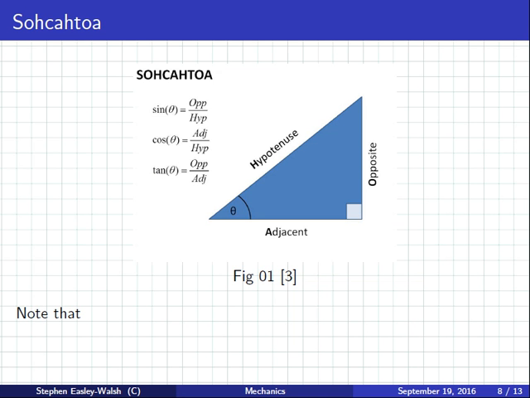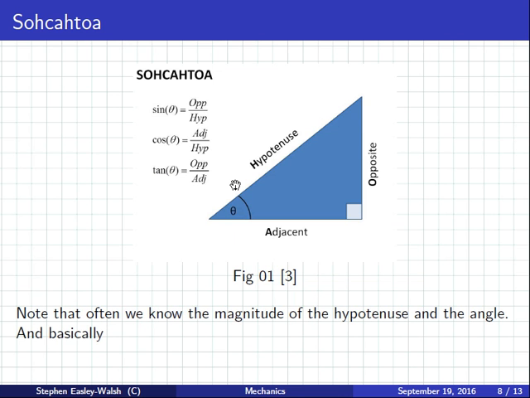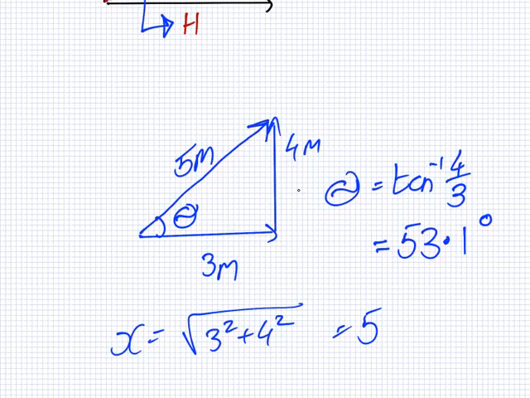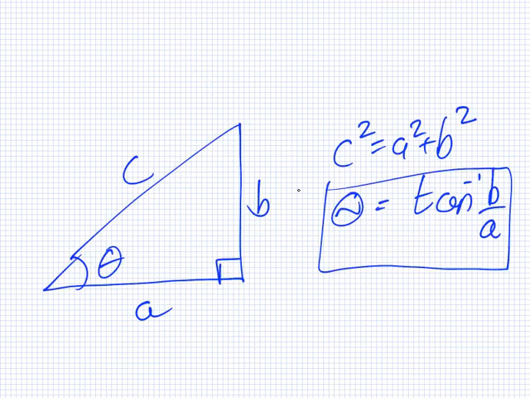Okay, do you have this? Yep. Alright. So note that often we know the magnitude, which is the hypotenuse, and the direction. And what's the direction? The theta. So usually that's what we know. And basically we want to know the magnitude of the adjacent and the opposite. So I'll show you how you can do that. You'll need to write this down. So if you just watch carefully.